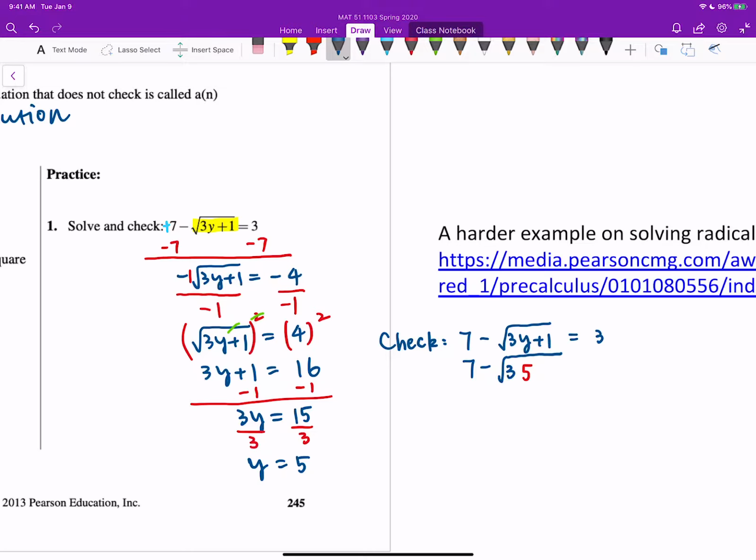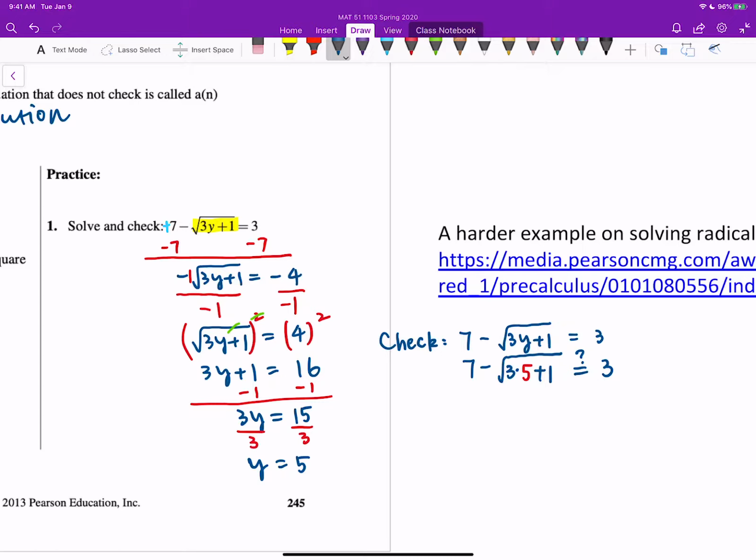First part is 3y, which is 3 times 5. Make sure you put a little dot in between 3 and 5. And then plus 1. This is the left-hand side. We want to check if the left-hand side is the same as the right-hand side. So you put a little question mark above the equal sign.